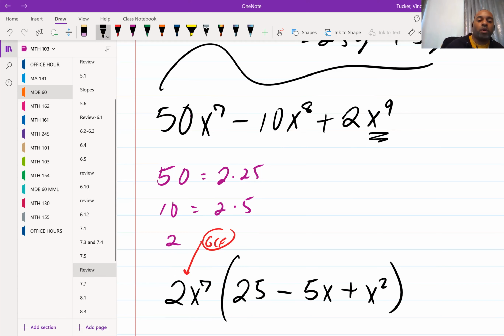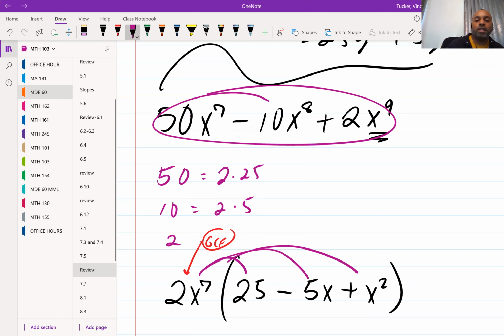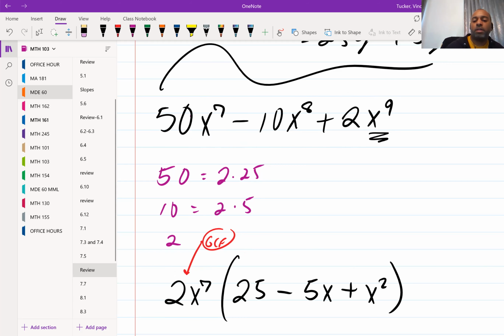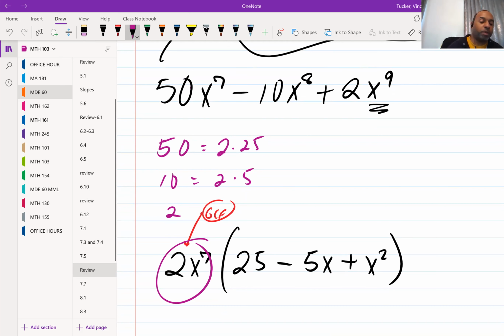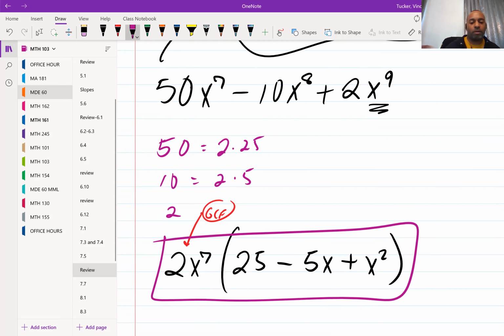And so now if you were to distribute that back, then I should get this statement back. All right. So do you see how that worked? Is that okay? Okay. Now, if all they asked for was the GCF, then all you would do is put that in for the answer. But there will come a point in time where they would want this whole thing. So I'm just showing you the whole process.